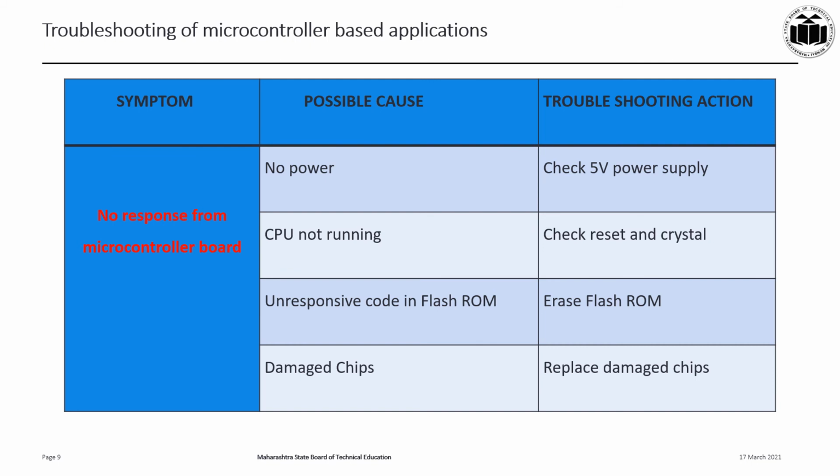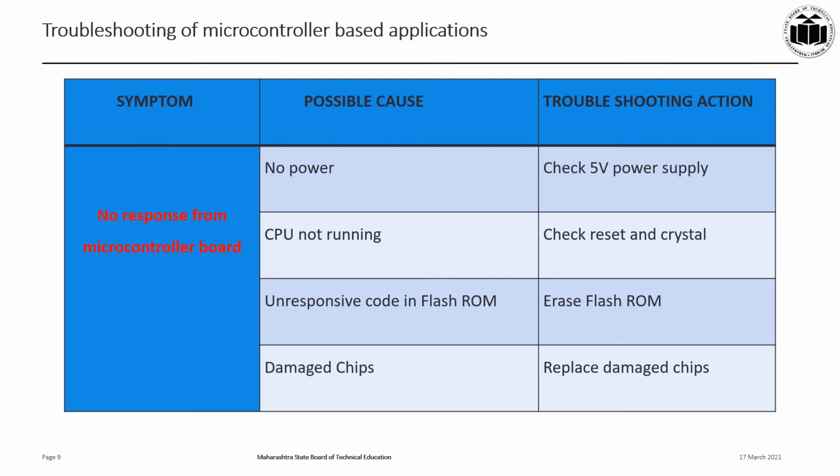Then the next cause can be CPU not running. That means the microprocessor or the microcontroller chip is not running. To check this, you need to check the reset circuit and the crystal oscillator. By using a CRO, you can check whether the crystal oscillator is generating a square wave of proper frequency for what the microcontroller system is designed. Check the reset circuit of the microcontroller based system.